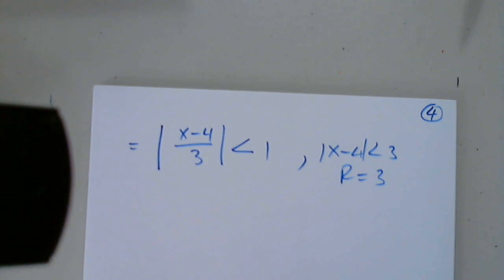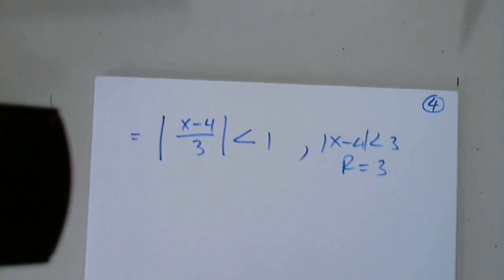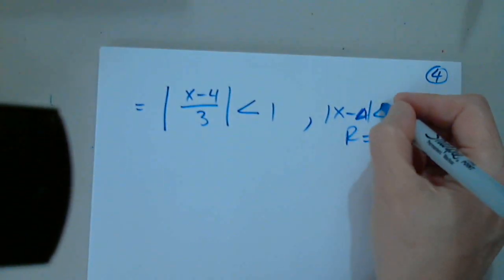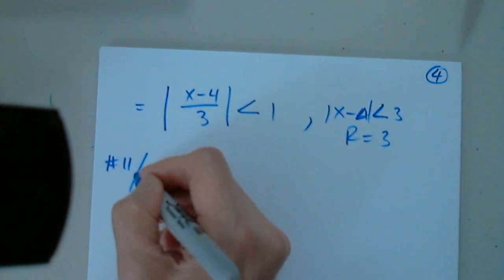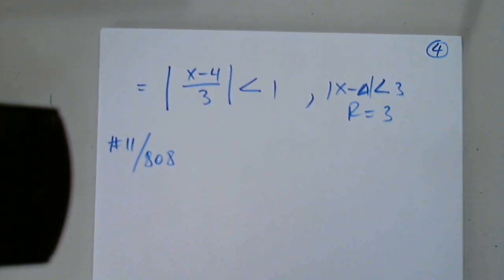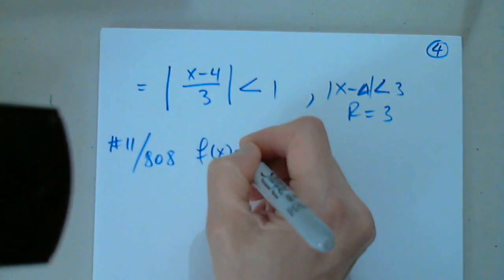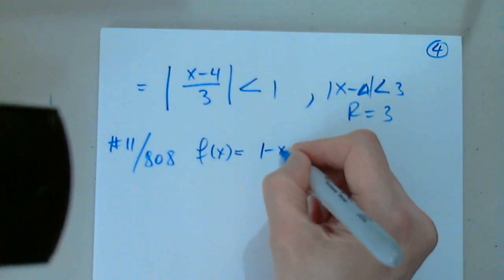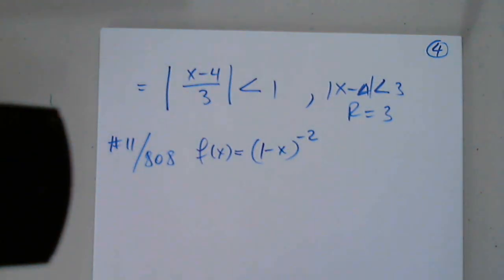Okay, let's move on to a different type of problem. 11 on 808. Find the Maclaurin series for f of x using the definition of Maclaurin series. Fine. And we are given the function. And find the radius of convergence. So the function in 11 is f of x equals (1 minus x) to negative 2.